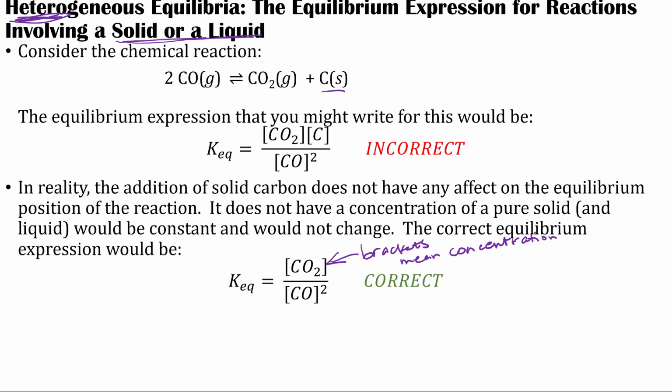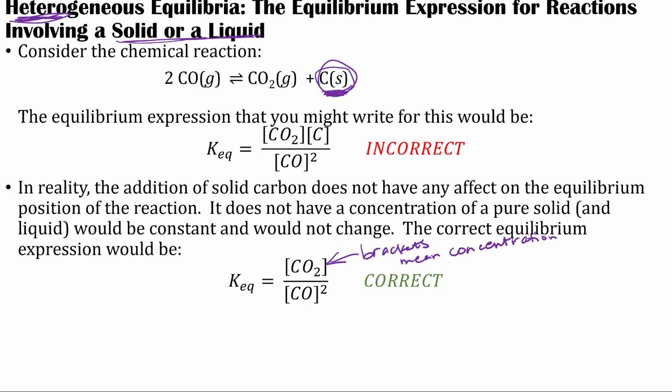If you have a solid and you're saying this is pure carbon, then all of the space is occupied by carbon, and therefore it doesn't technically have a concentration. We're not saying that we're using a carbon rock that has other stuff in it. We're saying this is pure carbon. So therefore it wouldn't have a concentration, and it would not affect the equilibrium position of the reaction. Not that it wouldn't be made. It would still be made in this reaction. We just don't include it in K.